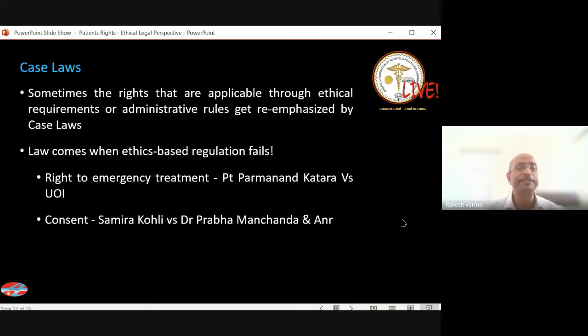The second example is this case, which was again a judgment by the Supreme Court called Samira Kohli versus Dr. Prabha Manchanda, and this talks about consent. So we talked about autonomy, and if you read this judgment, it is one where they have emphasized and clarified the concept of autonomy as it is applicable to a patient. So we need to understand that the ethics-based regulations can sometimes get converted into case laws, and then they become binding, and the violation can invite punishments.